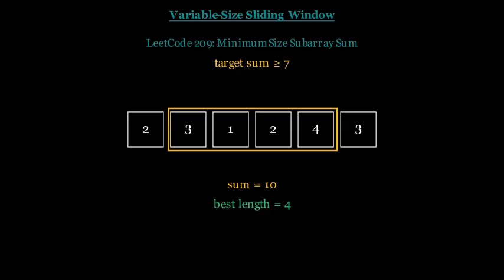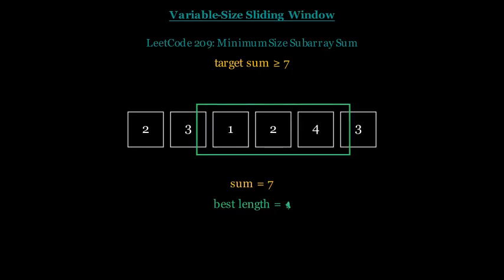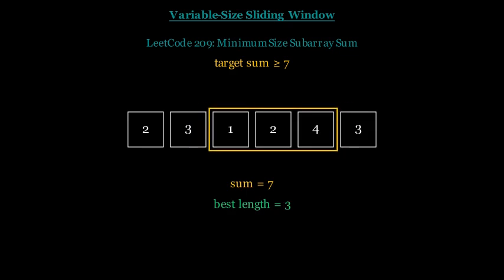Shrink from the left. Remove 3. Sum drops to 7. Still enough, so we can shrink again. That's enough to hit the target. Window length is 3. That's our new best. Let's see if we can shrink it further.